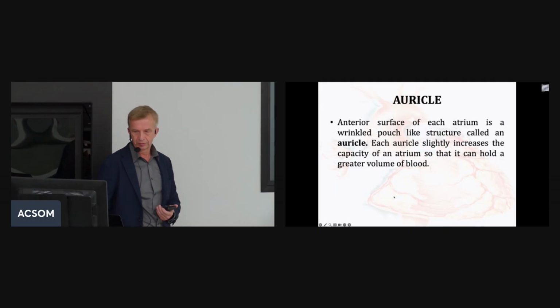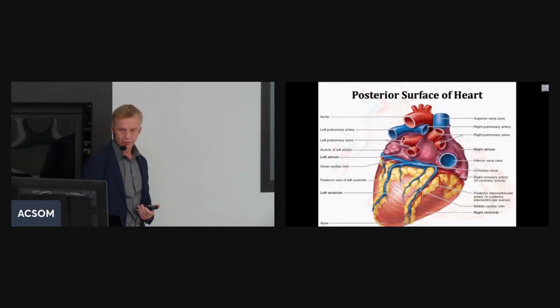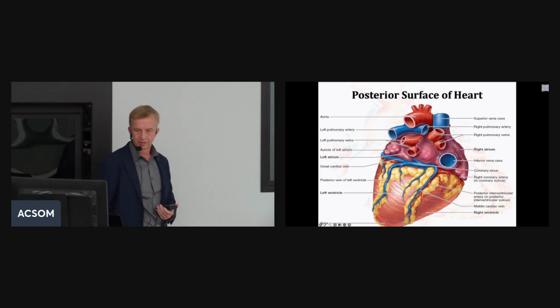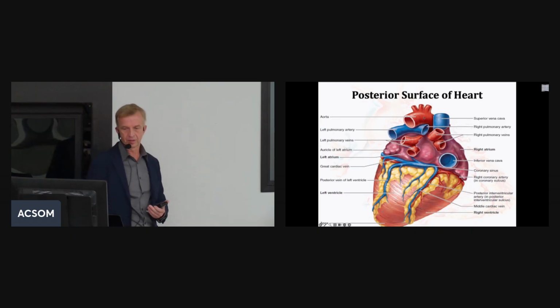So we talked about it briefly. Now this is the lower portion of the heart, and these are the four main pulmonary veins that carry oxygenated blood to the left atrium. And again, inferior vena cava, superior vena cava, and this is the pulmonary artery and aorta from the inferior view.